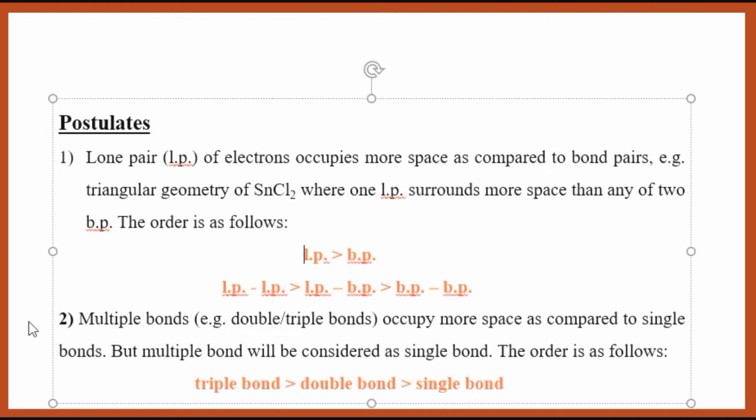Then the next point indicates that the multiple bonds, that are double or triple bonds, would occupy more space as compared to single bonds. But the main point is multiple bond will be considered as a single bond. So the correct order of the space that is occupied turns out to be the triple bond occupies more space as compared to the double bond, and that would occupy more space as compared to the single bond.